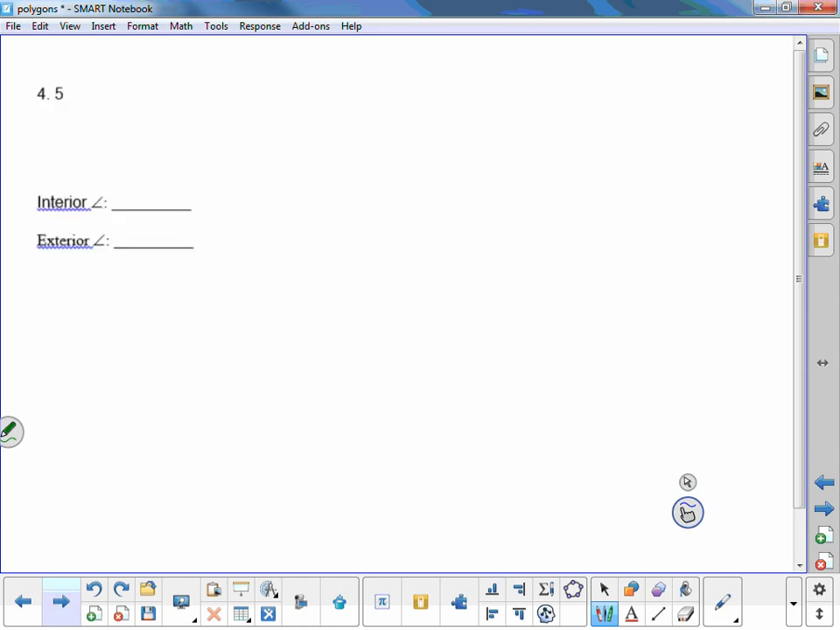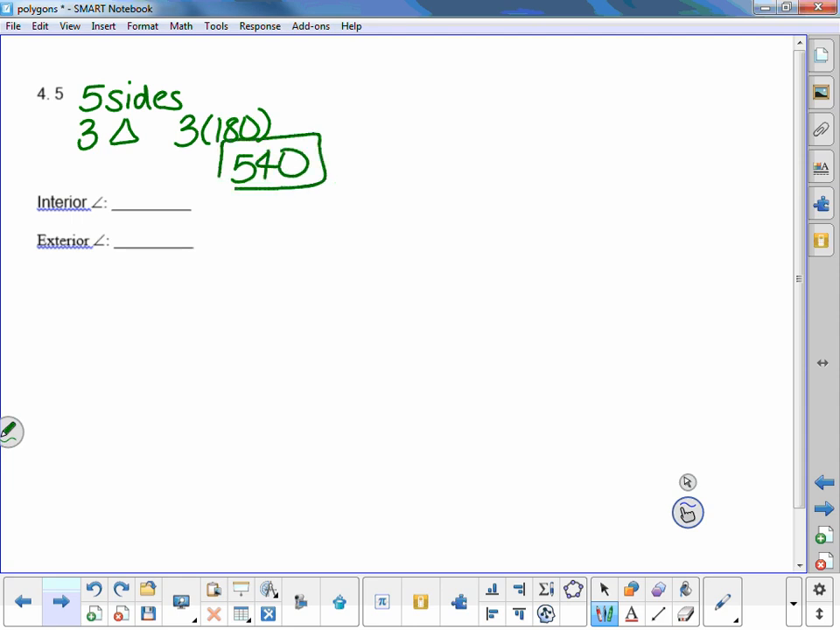All right, I'm going to do one more. You also have to do 2, 3, 5, and 6, I believe. So it's 5 sides. What? It has 5 sides. So we need to say that it has 3 triangles. 3 times 180 is 240, let's see. I'm sorry, 540. That is the sum of all of them.